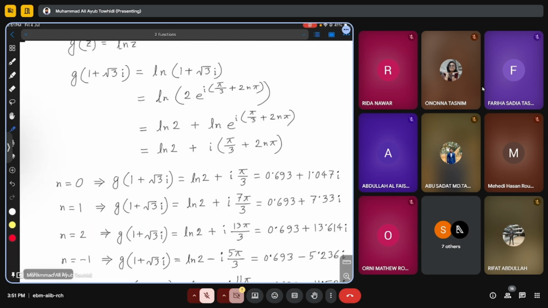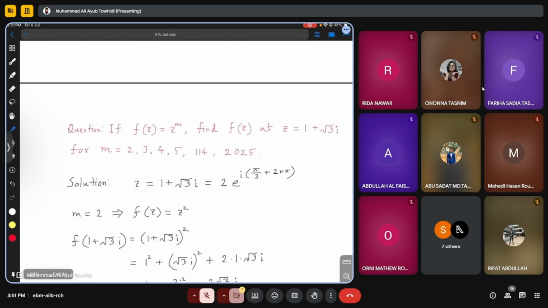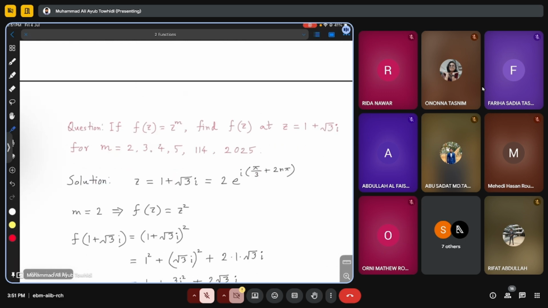On the other hand, if I give m equals to 1 by 2, m equals to half, then z to the power half, that is the square root of z. So how many values will it have? 2. It will have 2 values.